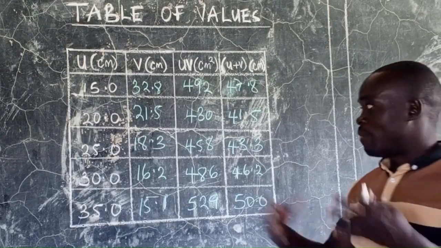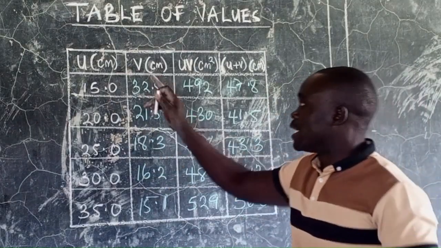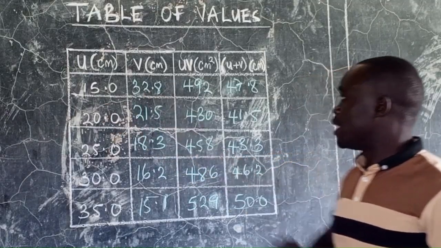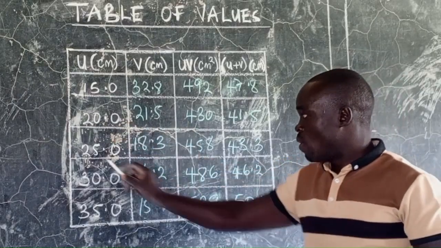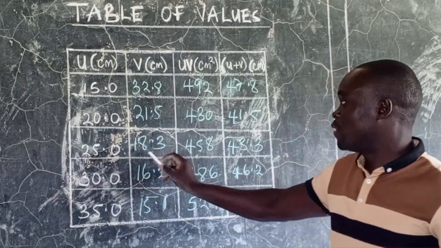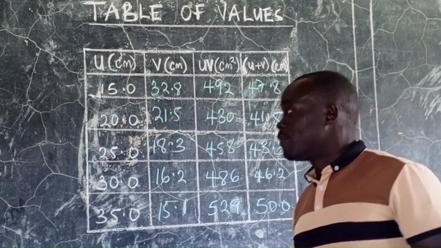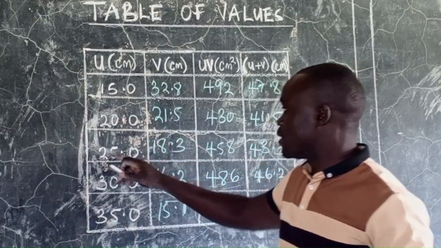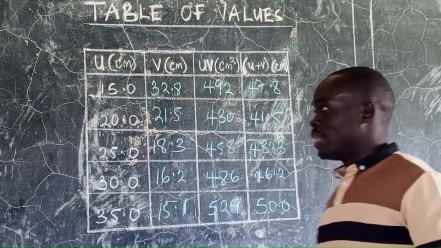Having already performed the experiment by varying the distance U and measuring the distance V: when U is 15, we found V is 32.8. When U is 20, we found V is 21.5. When U is 25.0, we found V is 18.3, etc. The experiment has been repeated for different values of U, and here we see that U is 15.0, 20.0, 25.0, 30.0, and 35.0, and we got our V.